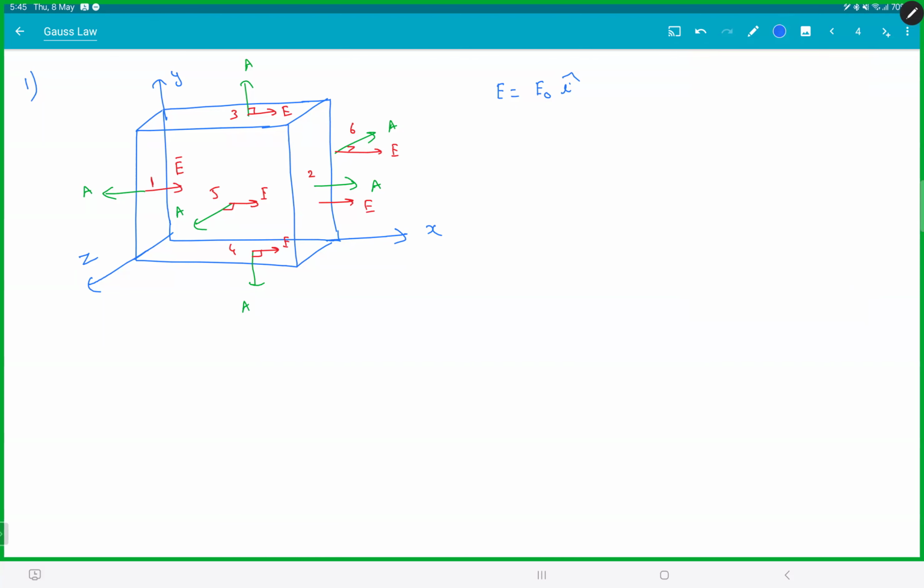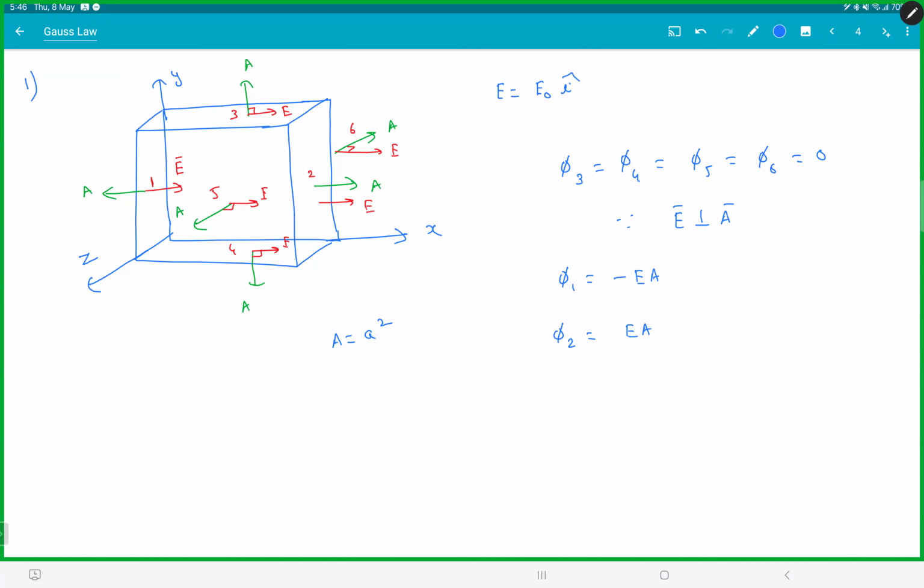So straightforward. The flux on 3, 4, 5, and 6, all these 4 are 0 since the field is perpendicular to A bar. Flux on 1 will be minus E dot A, since the angle is 180 degrees. Flux on 2 will be EA. A is nothing but a squared. It's a square plate. Easy.